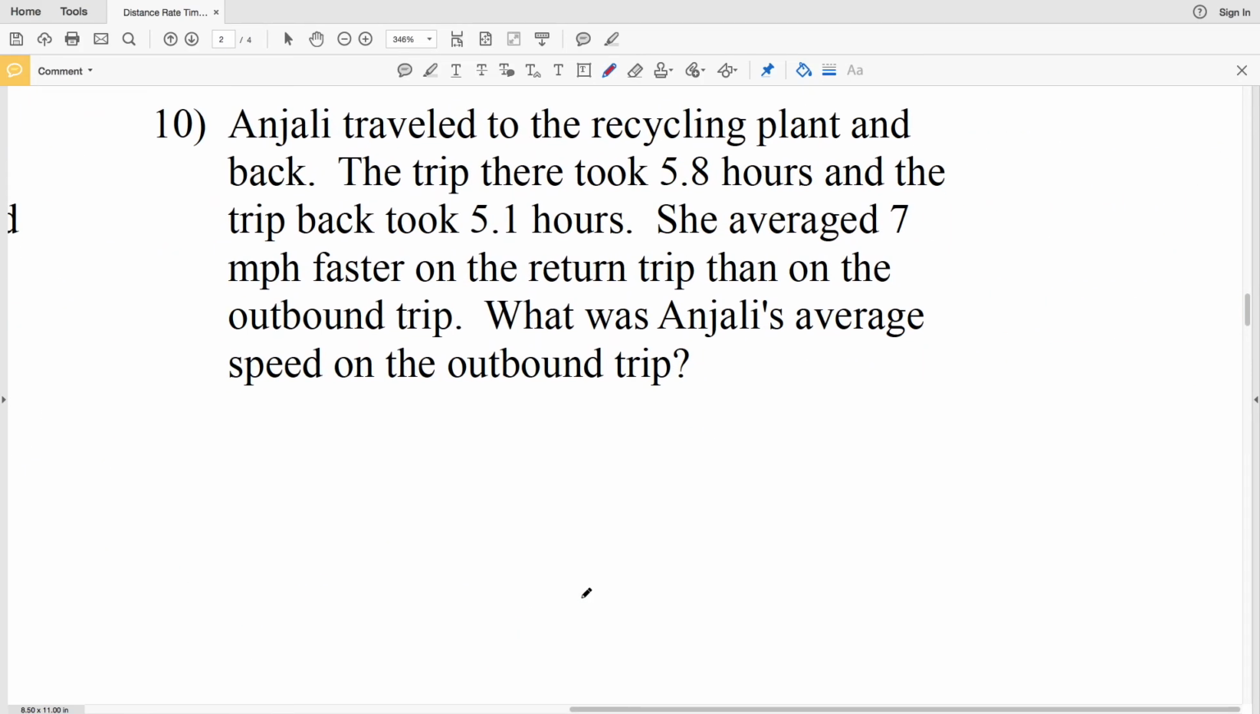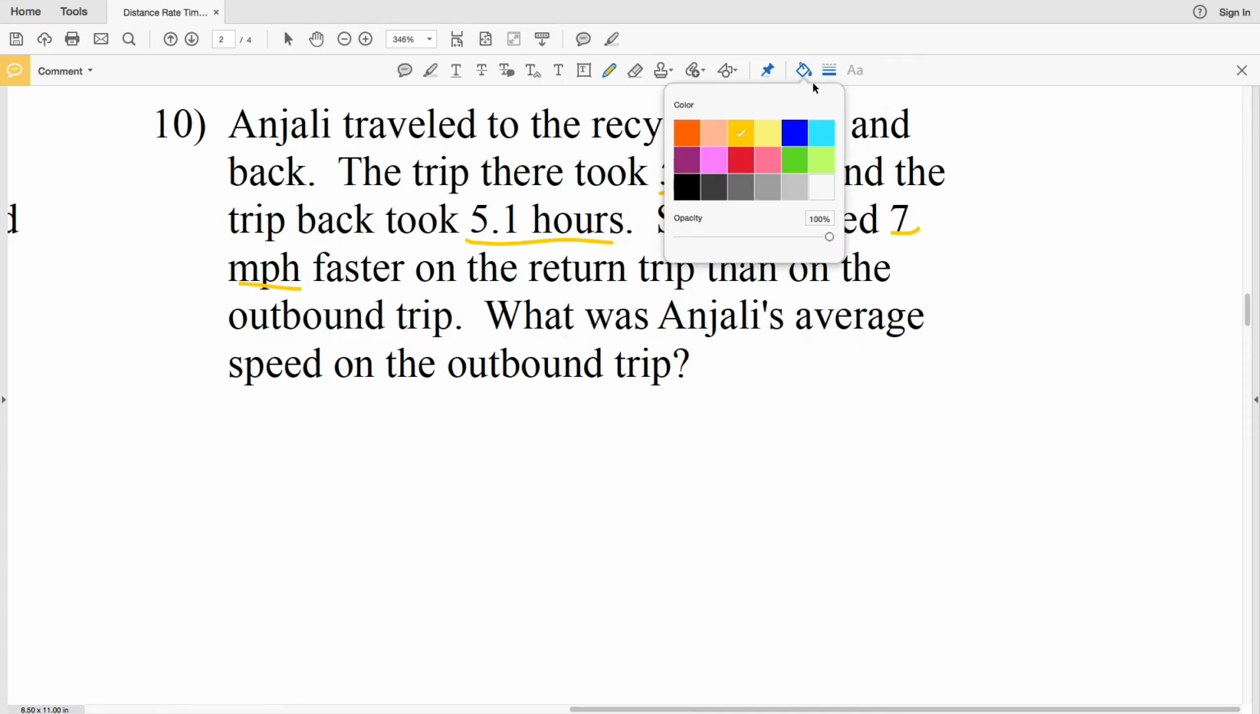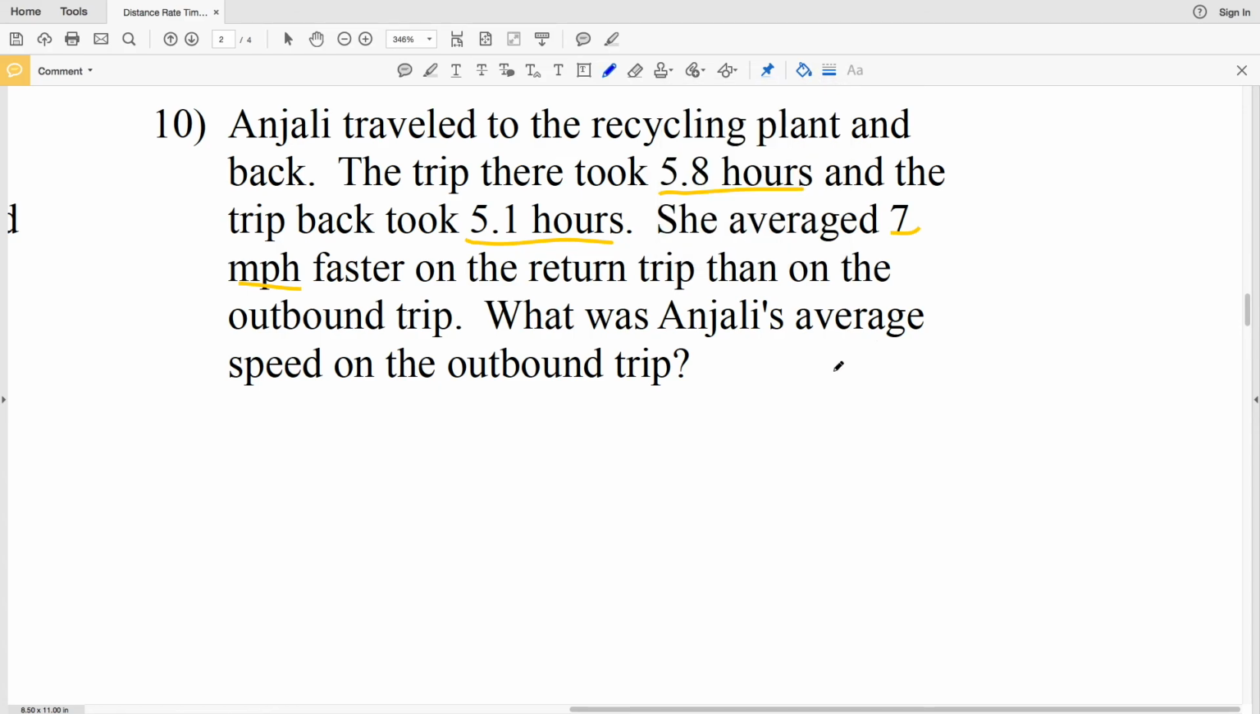In number 10, Anjali traveled to the recycling plant and back. The trip there took 5.8 hours and the trip back took 5.1. Since Anjali is going there and back, we know that that is the same distance. She averaged 7 miles per hour faster on the return trip than on the outbound trip. What was Anjali's average speed on the outbound trip? So we're looking for her average speed on the trip there. Let's make this variable X.